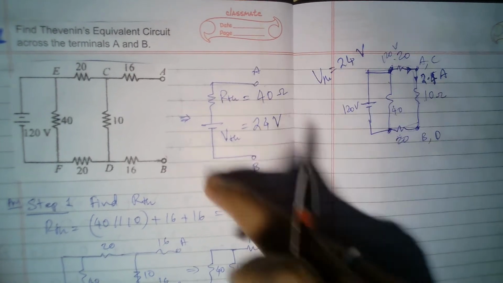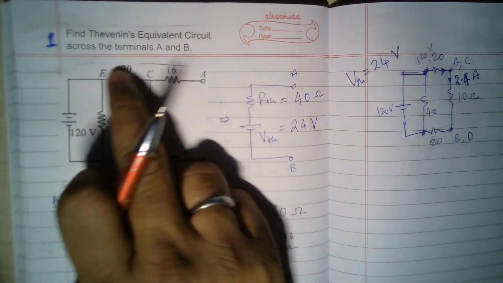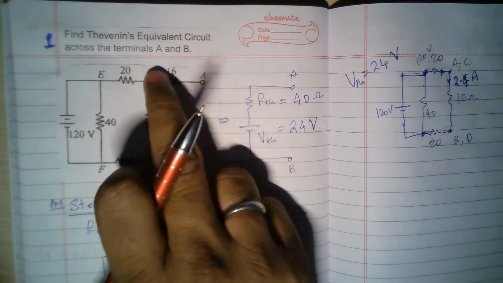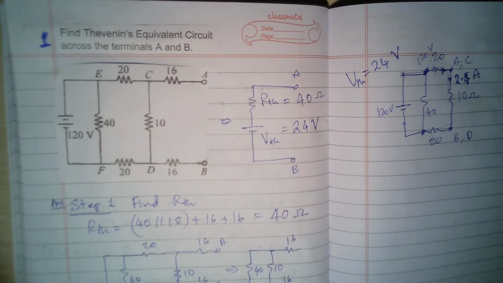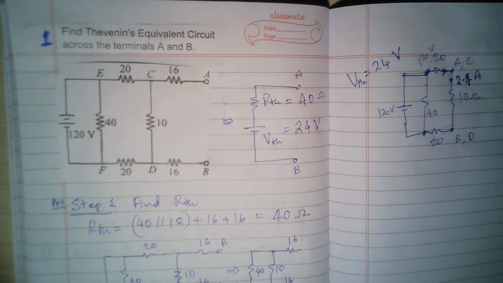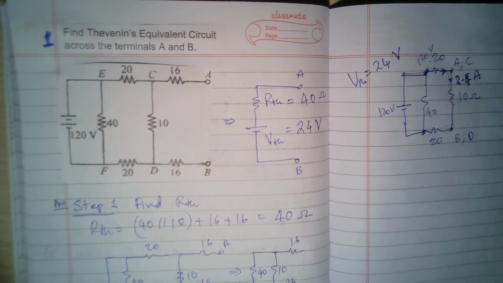Okay, so this is the equivalent Thevenin circuit across terminals A and B like this. Okay, so this is the first problem solved. I hope my answers are matching with your answers. So let's continue to the second problem.